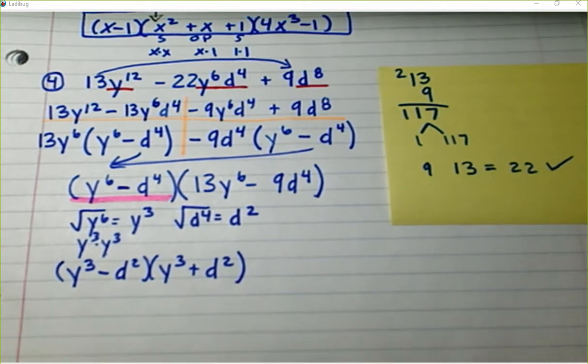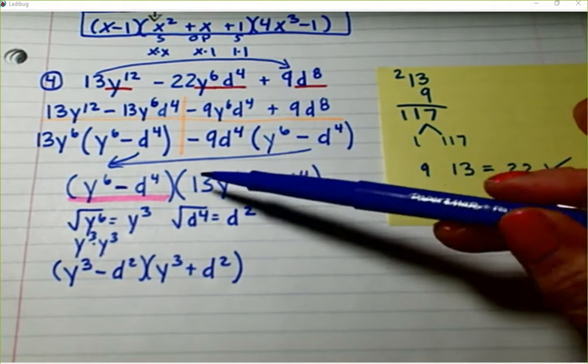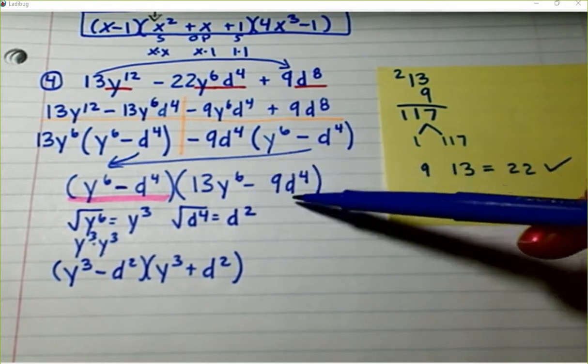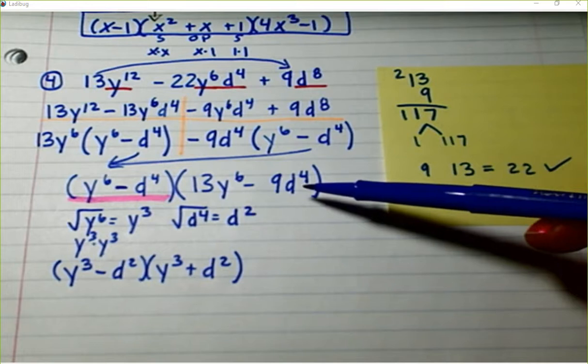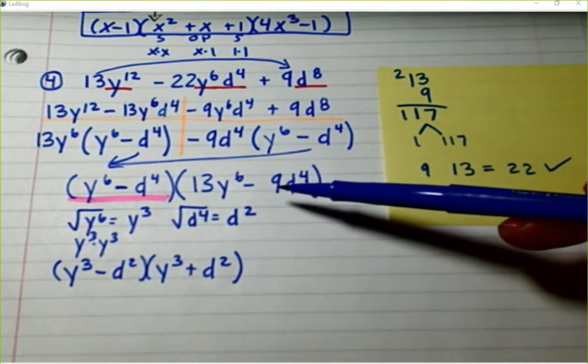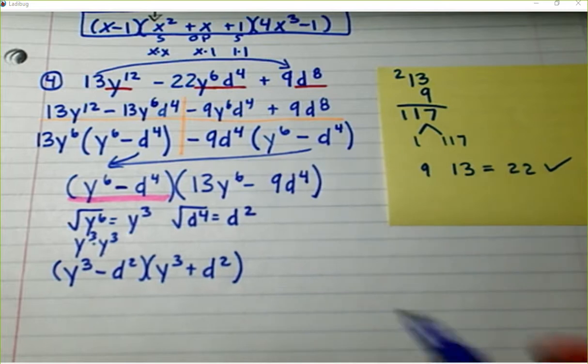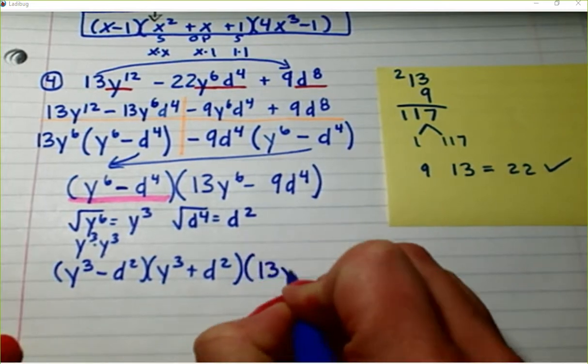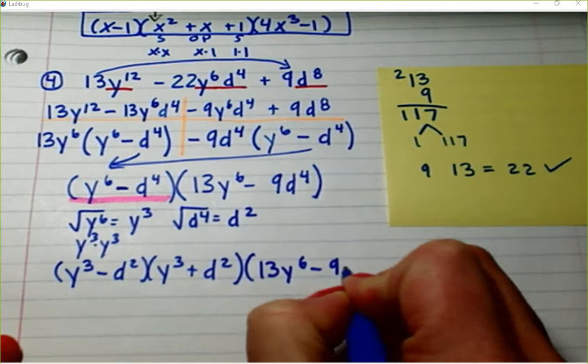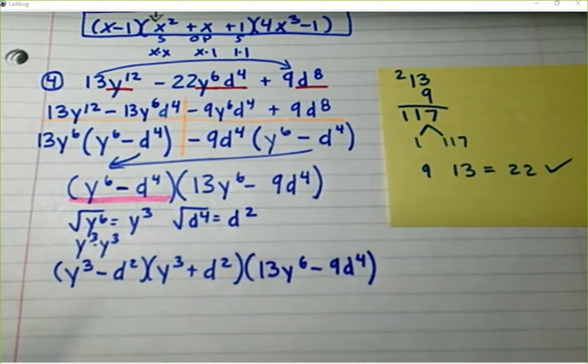All right. Whoop, back up. y to the 6th and d to the 4th. Those are perfect squares. 9's a perfect square, but 13's not. So you can't use it. You can only use the pattern if all the pieces match.